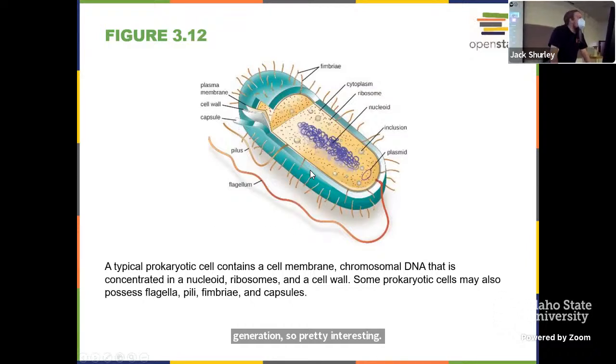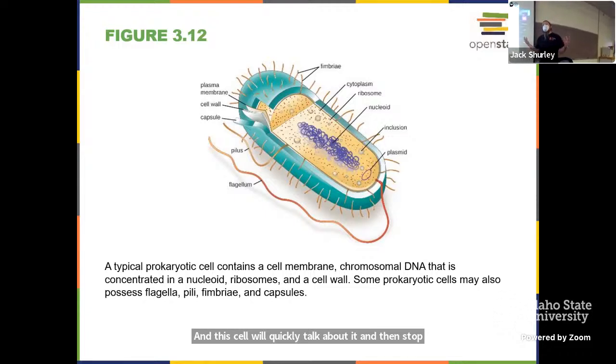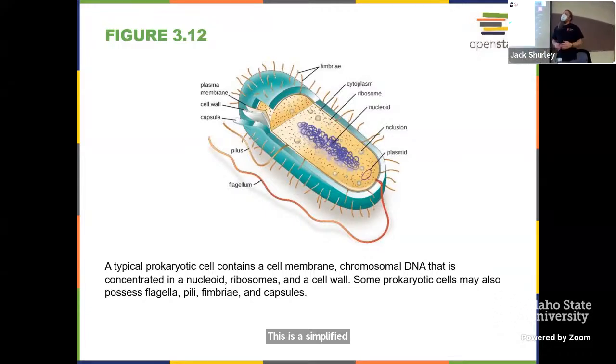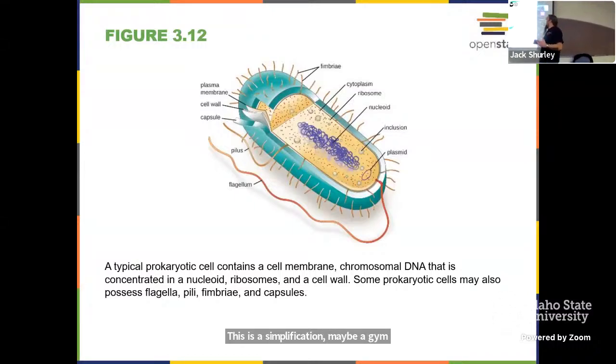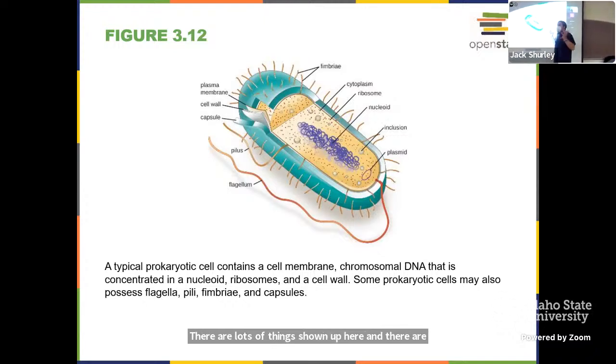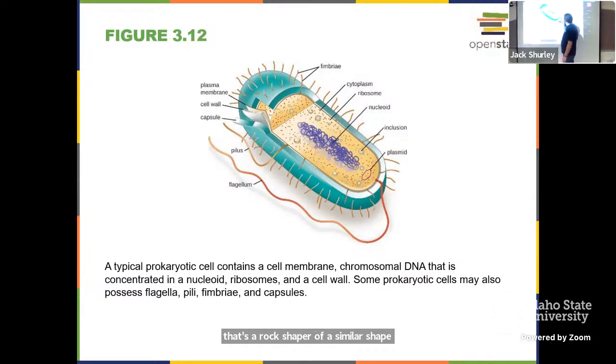Shifting now, we want to think about cells, bacteria versus eukaryotic. And this cell, we'll quickly talk about it and then stop. This is a simplification, maybe a generalization. There are lots of things shown up here, and there are some bacteria that would likely have all of everything we're showing you, all right? There are others that we can mix and match a little of this, as far as what we see. We're looking at one bacteria that's a rod shape or a bacillus shape. Remember, there are different shapes of bacteria as well.